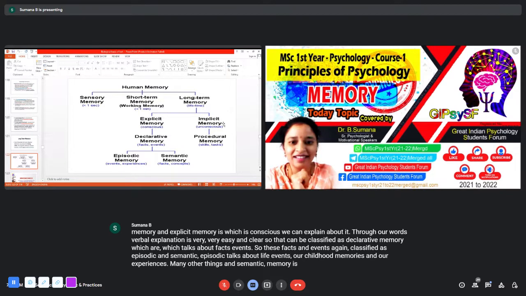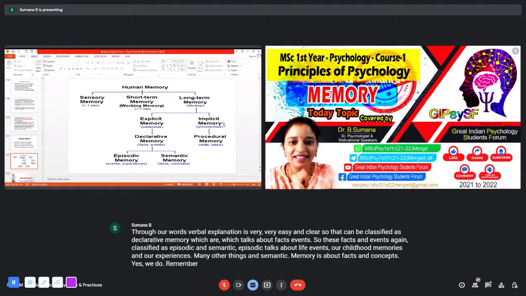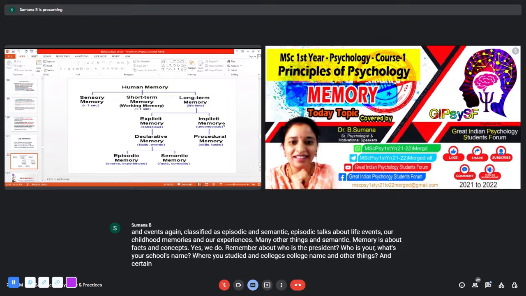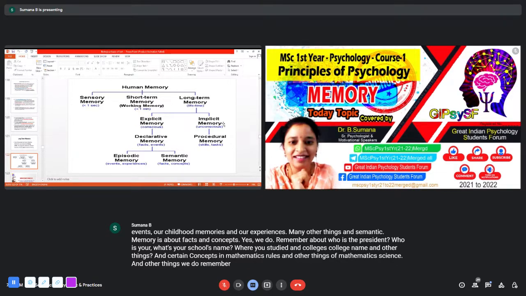And semantic memory is about facts and concepts. Yes, we do remember who the president is, what your school's name is where you studied, your college name, and other things, and certain concepts, rules and other things of mathematics and science we do remember. So this is the classification of our memory.